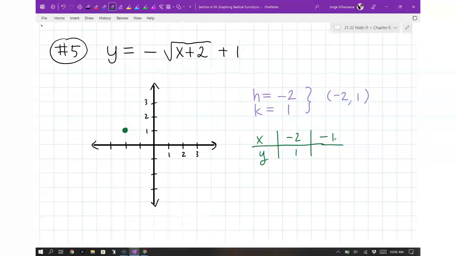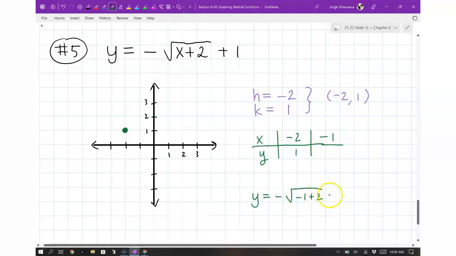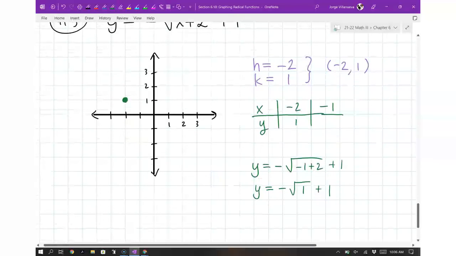So if I plug in a -1, here we go. Y equals square root of -1 plus 2, plus 1. So y equals the square root of 1 plus 1. Well, the square root of 1 is 1, so that's going to be 1 plus 1, which is 2. Wait, it's -1 plus 1, which is 0. So the point is -1, 0, right there, right on the x-axis. Now draw your picture, and you're done.